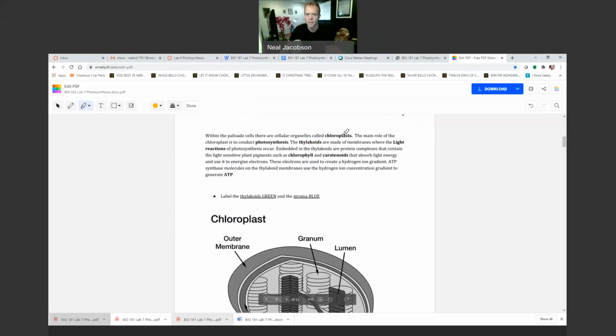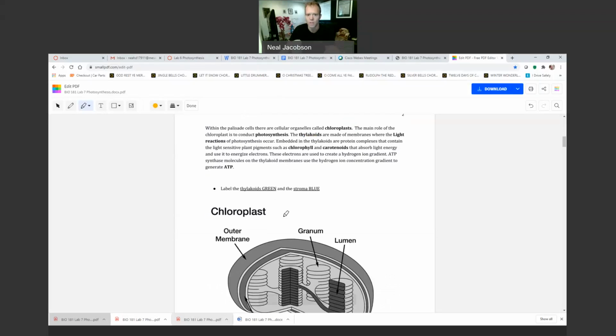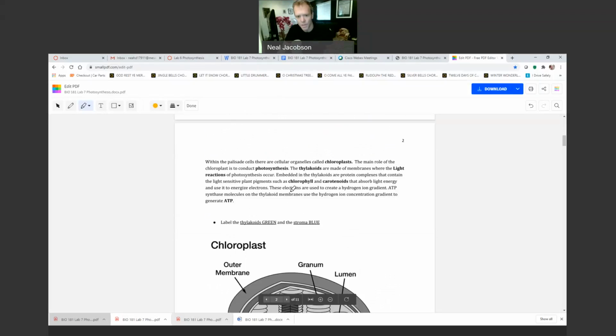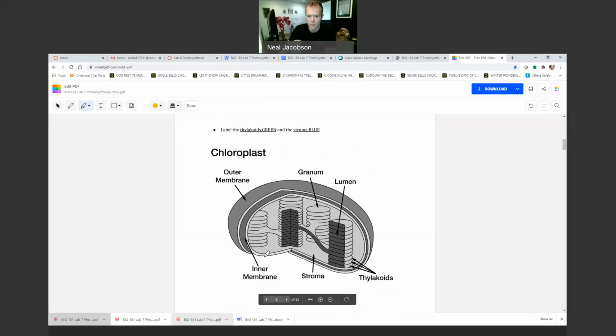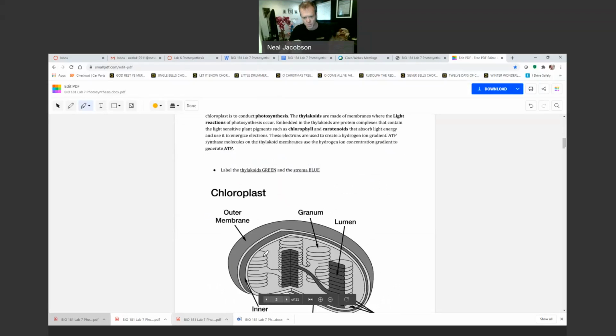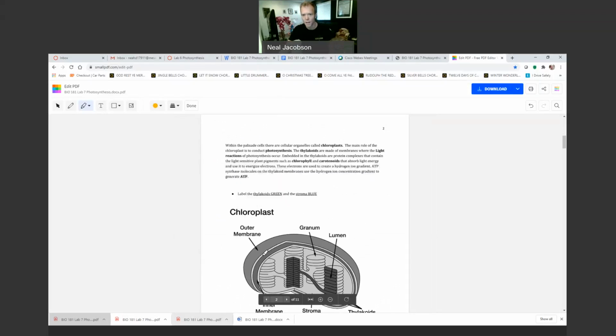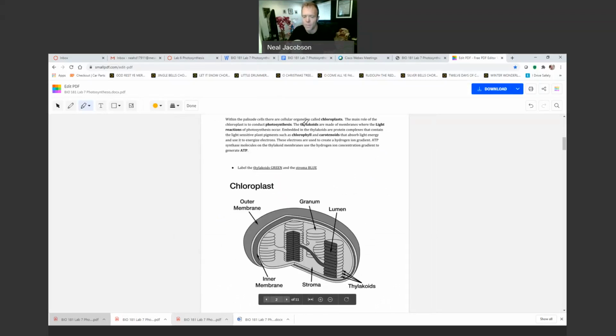Palisade cells have chloroplasts, so we're going to look at the structure of the chloroplast. The chloroplast is the primary organelle that conducts photosynthesis. Inside of the chloroplast, there are thylakoids. I'm going to try to capture these in the same screen if I can. Okay, in the chloroplast, there are these things called thylakoids, and they're basically surrounded by a membrane, and these are where the light reactions take place.